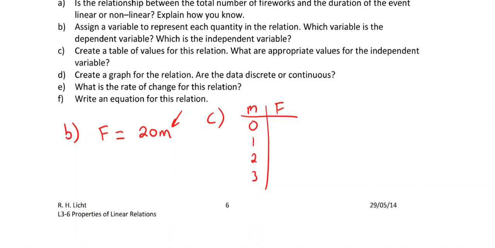Okay, so at 0, how many have we fired off? 0. After 1 minute, how many have we fired off? 20, right? Because we just put a 1 in for M there. 20 times 1 would be 20. After 2 minutes, how many have we fired off? 40. After 3 minutes, 60. And there's that telltale sign. We're going up at the same amount every time. This is definitely a line. Yeah, that'd be a lot of fireworks.